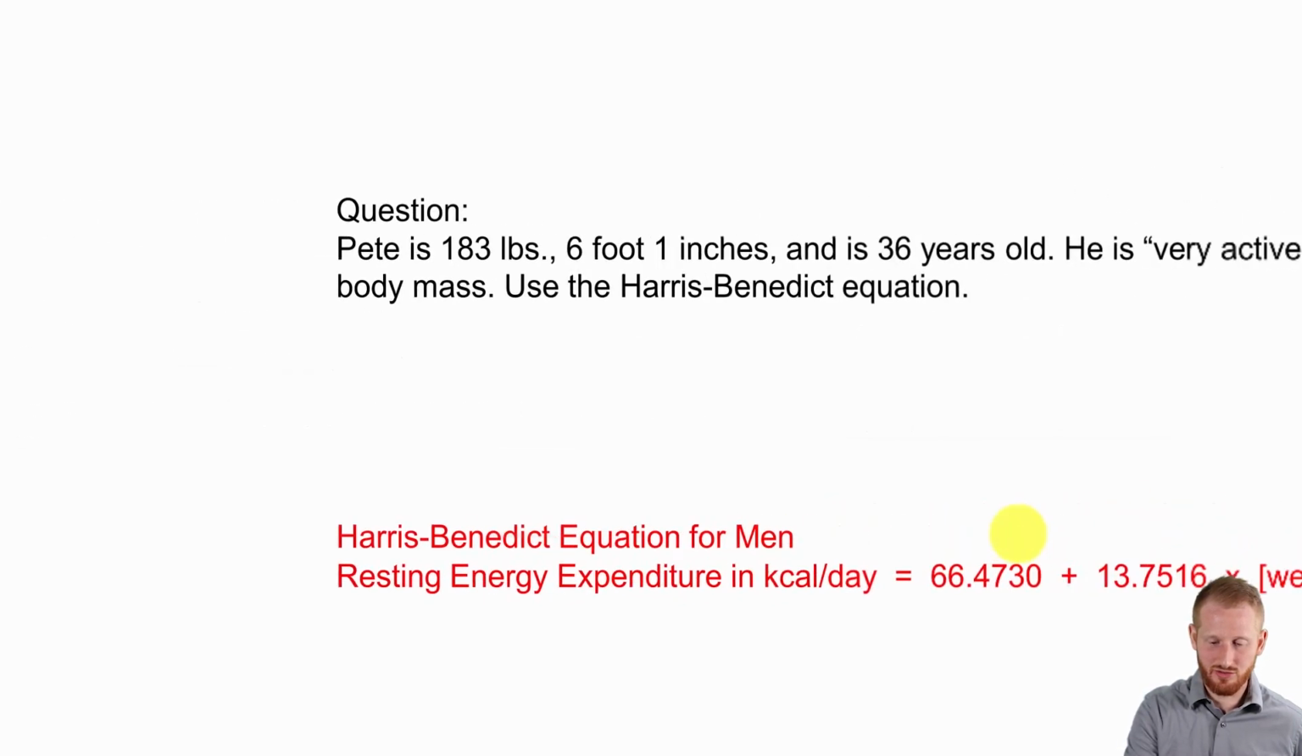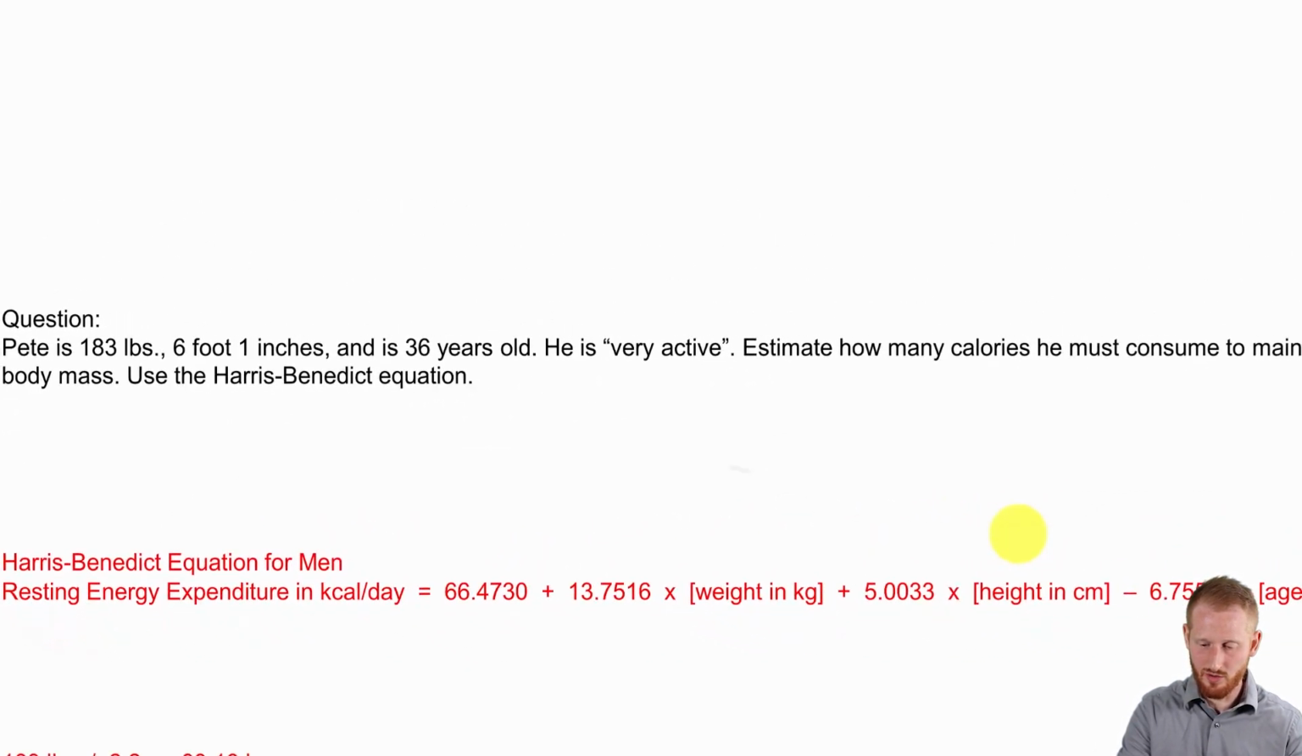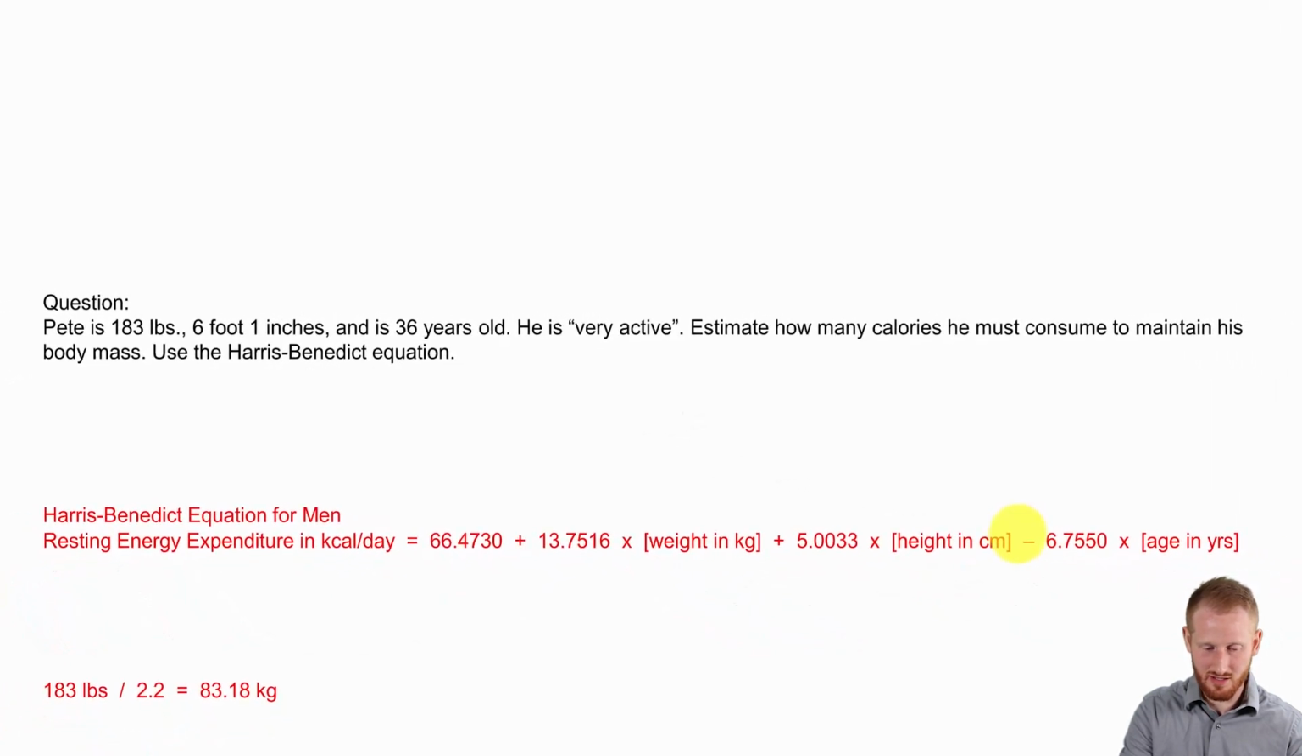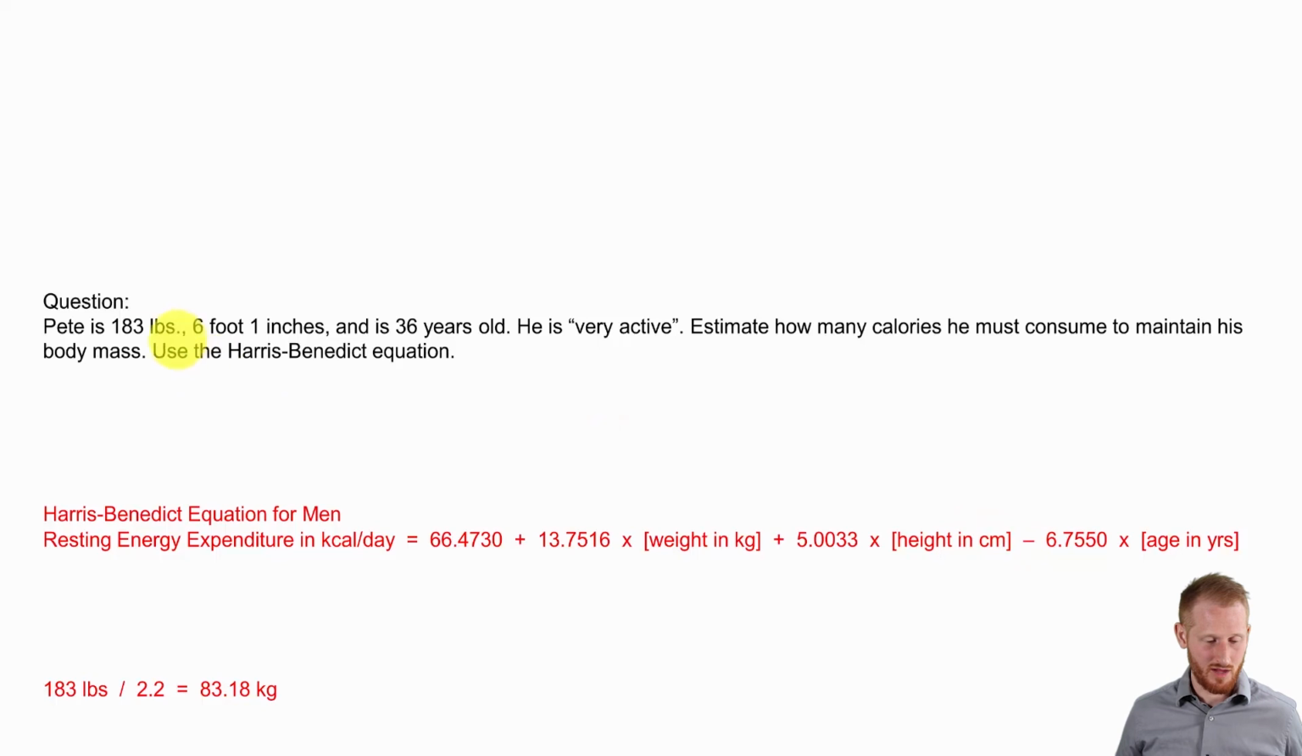So let's go ahead and get ourselves to an example problem in order to figure out how to use these equations and solve for energy need. We have Pete, who is 183 pounds. He's 6 foot 1 inches tall, 36 years old, and he is very active based on a quick interview you do with him in order to figure out how much physical activity he does. This would be basically somebody who is an athlete or has a very intense job. They are asking you to estimate the calorie need in order for them to maintain their body mass. And of course, in this video, we're using the Harris Benedict equations.